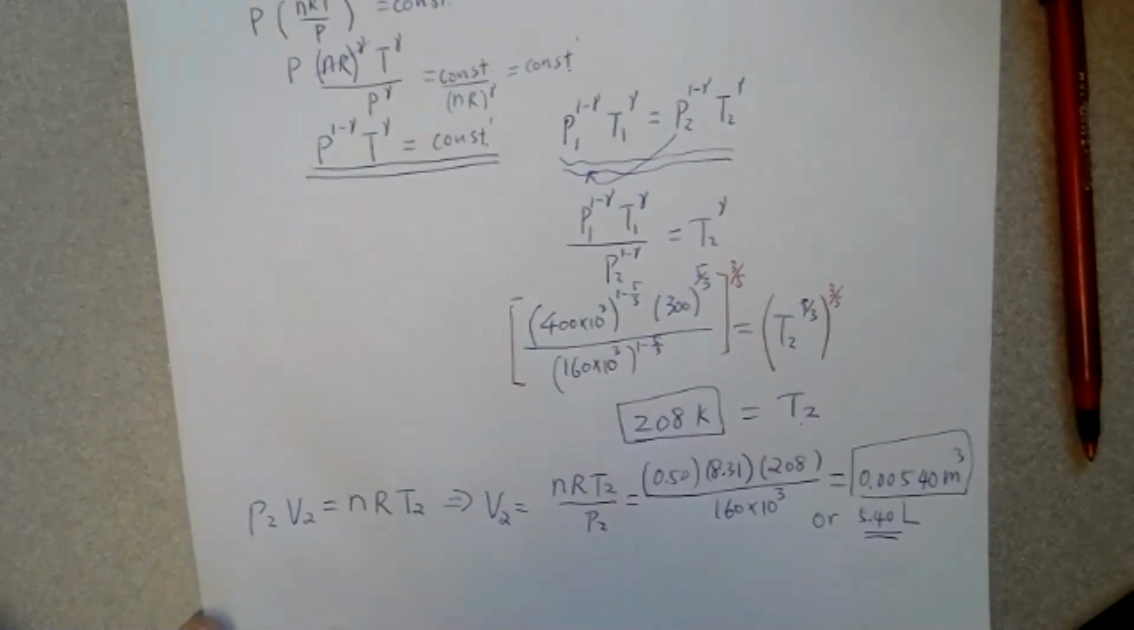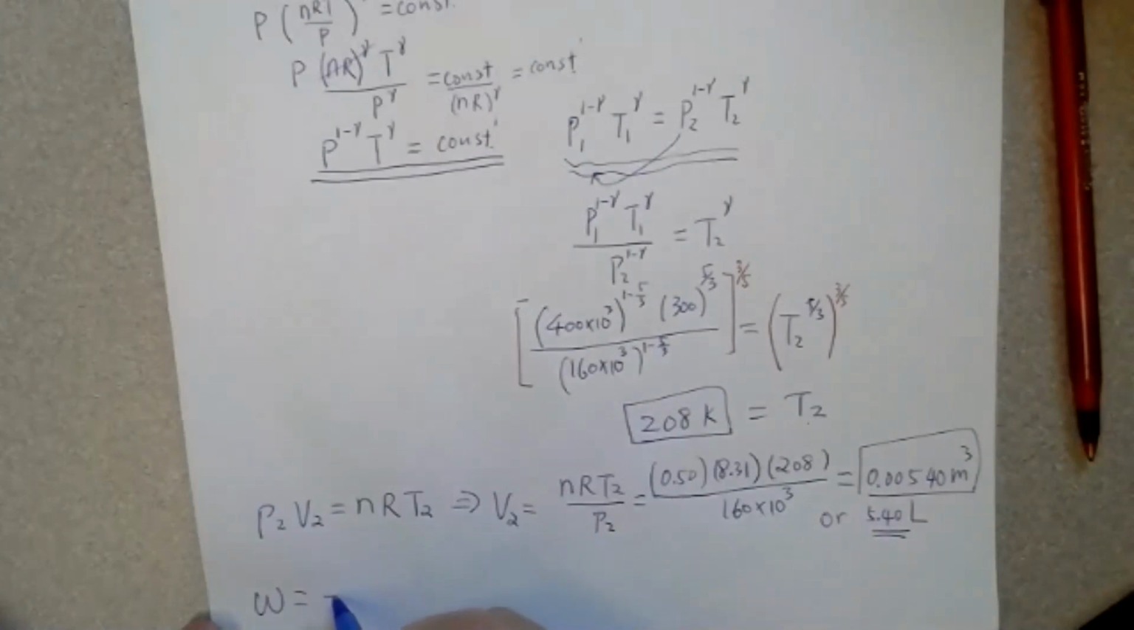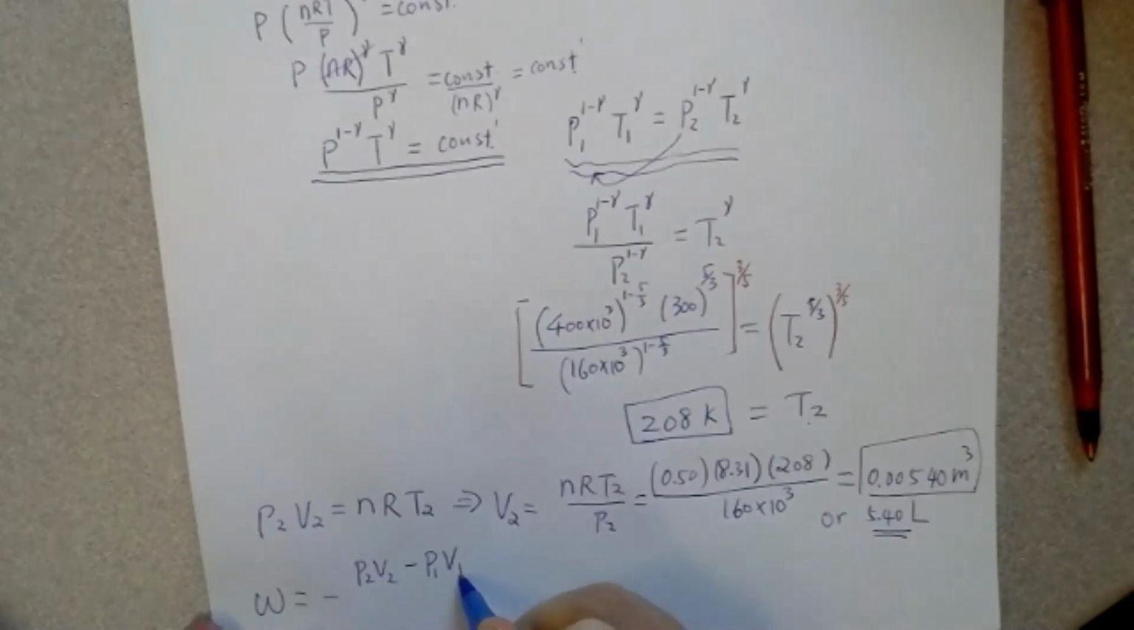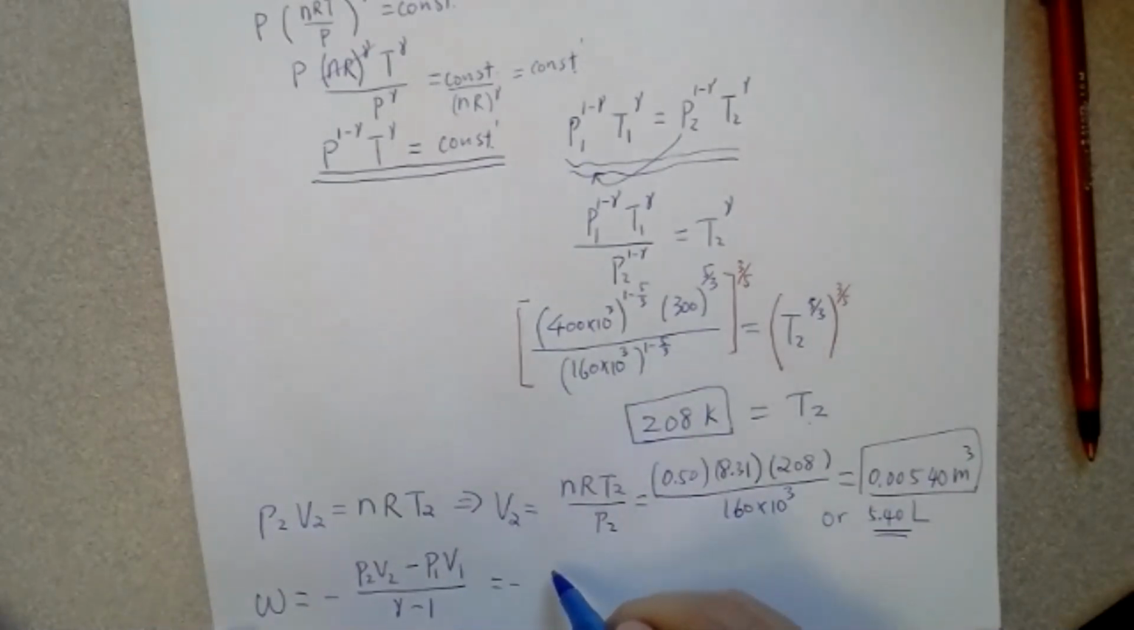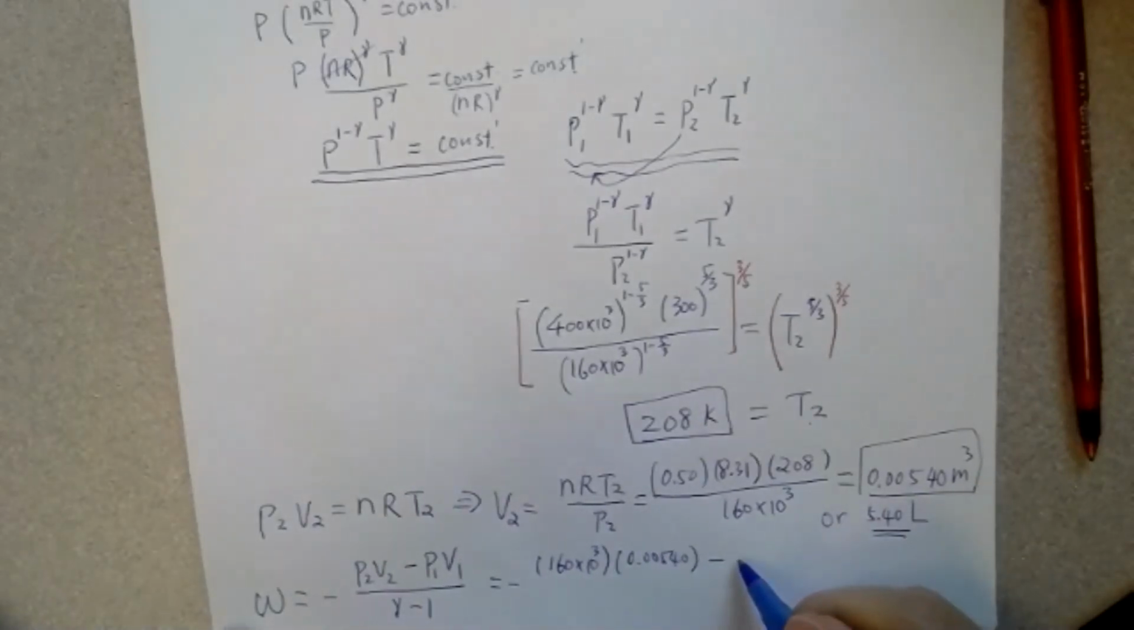Next, let's take a look at the work done. You can use this equation directly: minus P2V2 or minus P1V1 on the top here, divided by gamma minus one, okay? So then there'll be minus of, now you have the quantities all given. So P2V2, make sure they are all in SI units, minus P1, 400 times 10 to the third times V1.